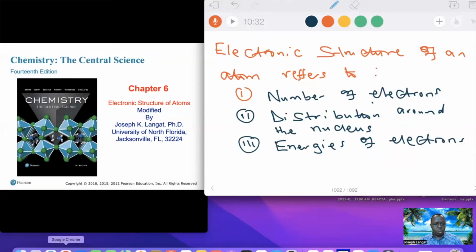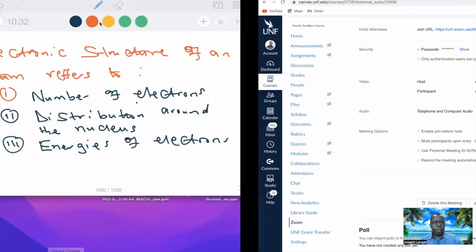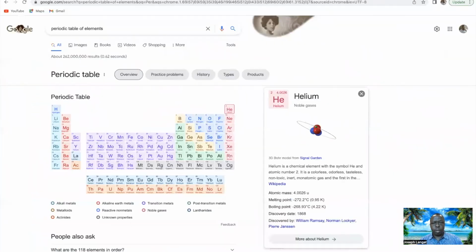Allow me to show you on the periodic table. I think this will be a good opportunity to show you how electrons move around the nucleus. So what you see here is helium with its 2 electrons moving around the nucleus. And in the nucleus, there are 2 neutrons and 2 protons.